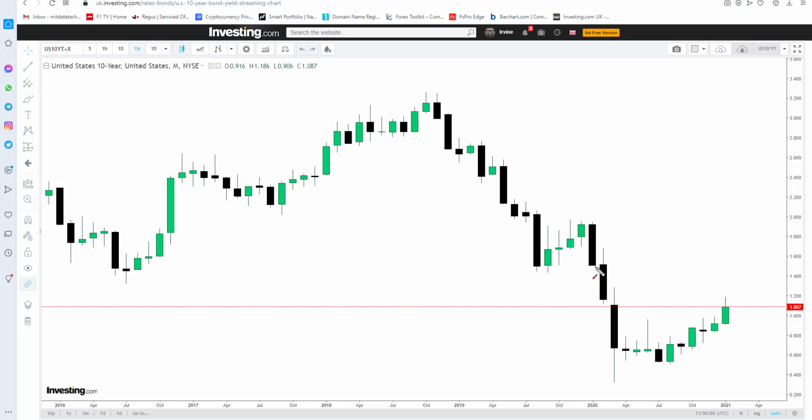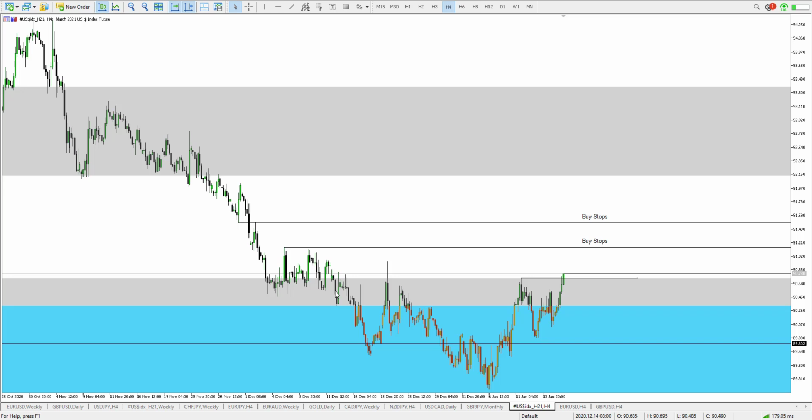So yeah, it's always a good thing to do, that you check how the yield is doing, the 10-year bond yields, because this is where the money is for the institutions. So yeah, I think that's pretty much about it, guys.